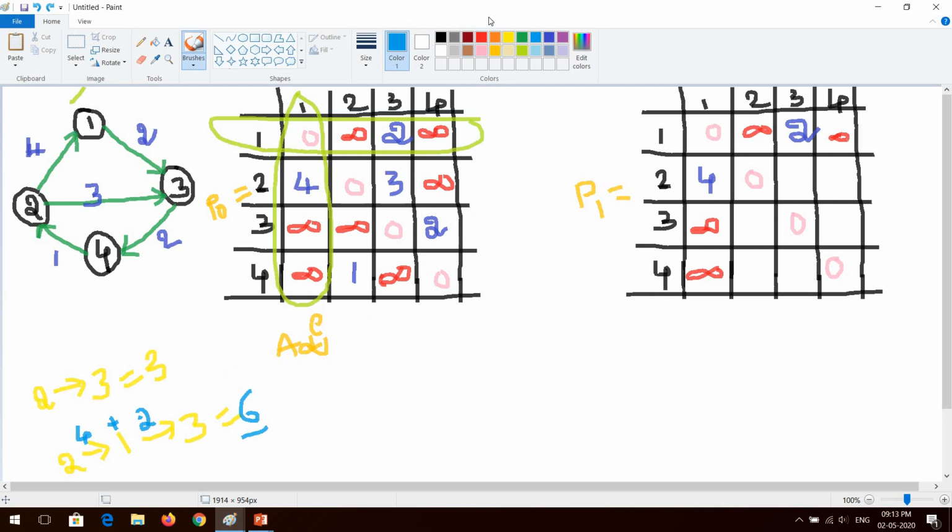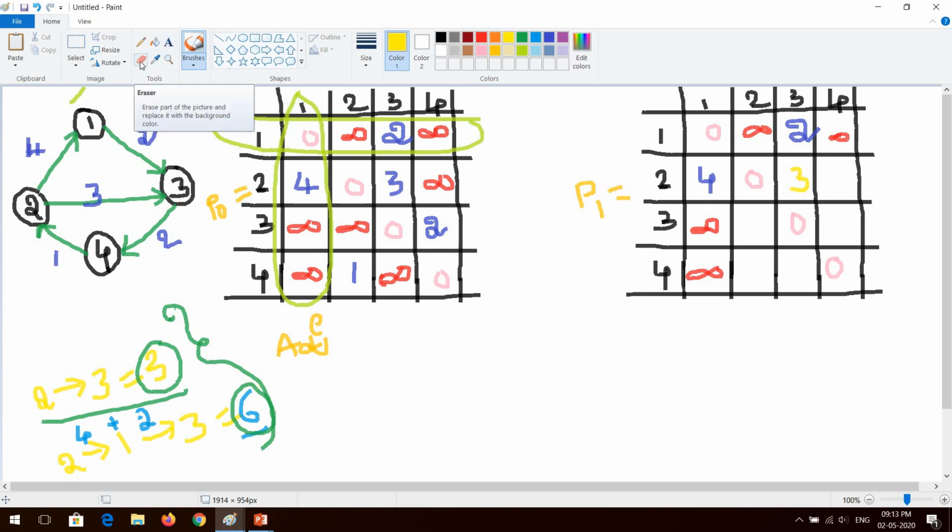There is a direct edge from 2 to 3 which is of cost 3. So now out of these two costs, cost 3 as well as cost 6, which is minimum? 3 is minimum, right? So this is the shortest path. 2 to 3 shortest path is 3. I am considering 3 because every time I just want to find out the shortest path. So I think you are aware of how I am able to write 3 over here.